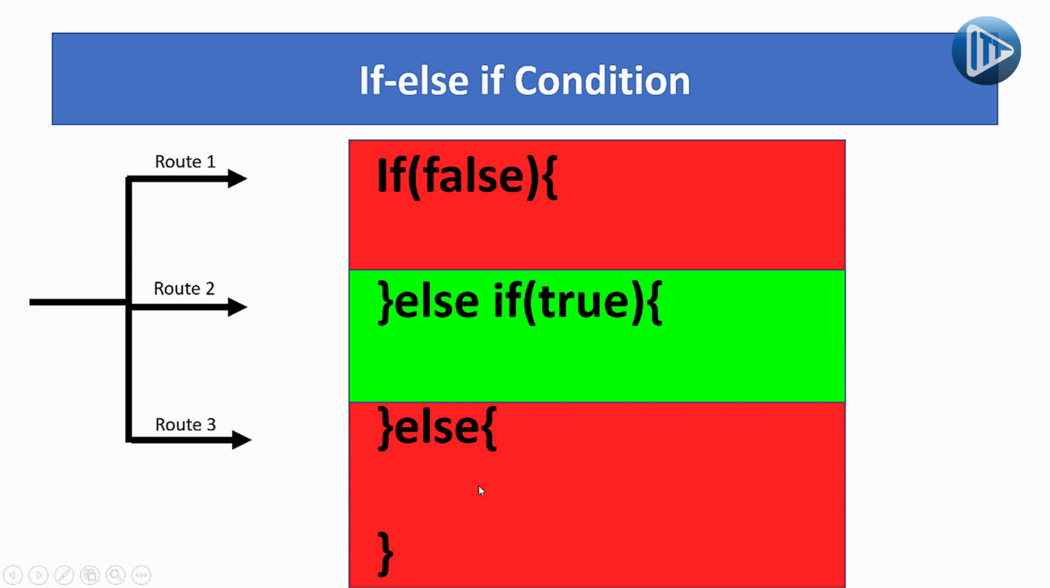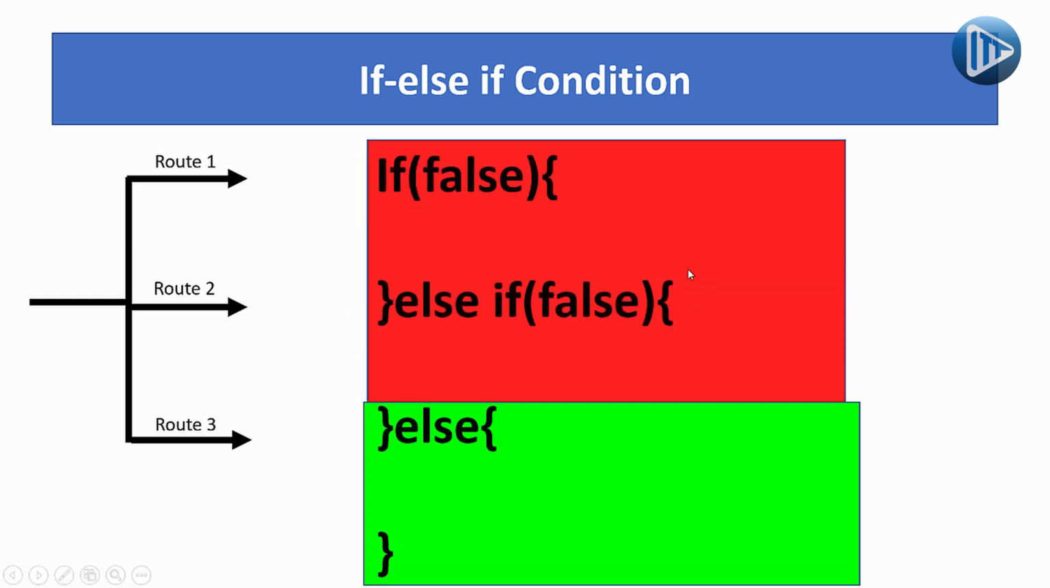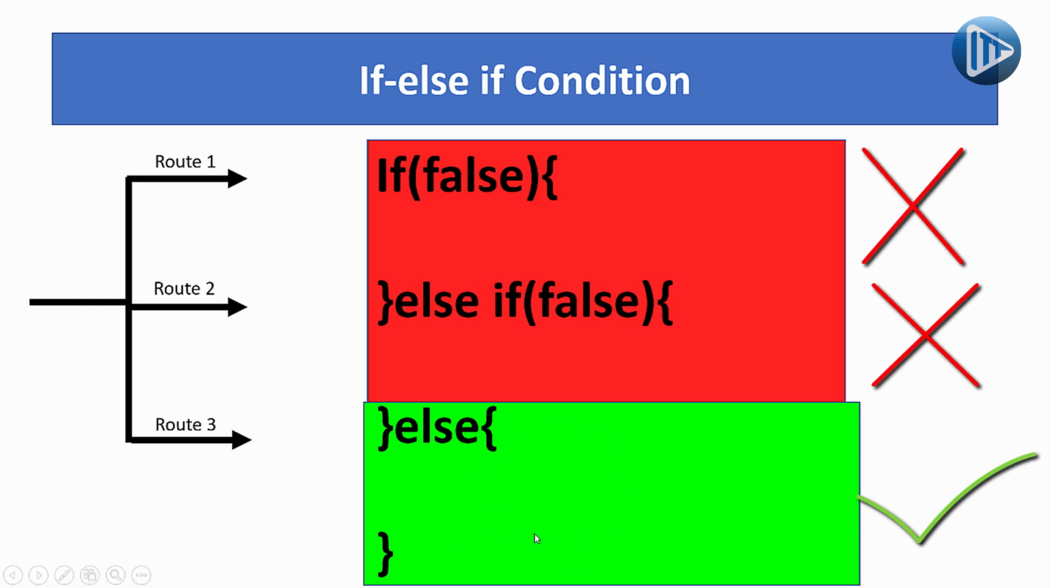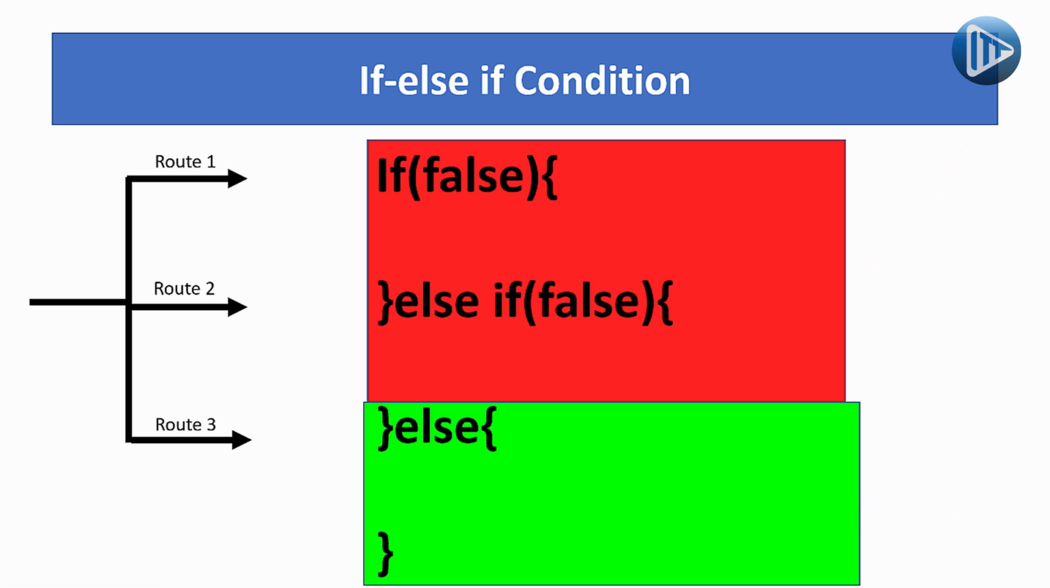Otherwise, if the first condition is false and the second condition is false as well, then we are going to trigger the third part over here without any condition. So the third part, or the else part over here, doesn't have any condition and will only be triggered if all the previous if and else-if conditions are false. So if all previous conditions are false, then we are going to trigger the else block without any condition.